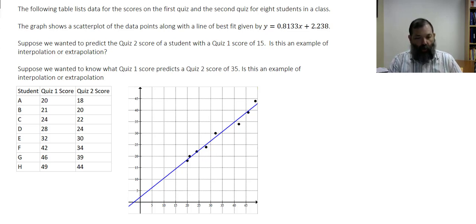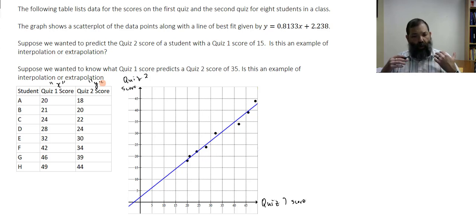But also I should note that on this graph the quiz 1 score is on the x-axis and the quiz 2 score is on the y-axis. So I'm treating quiz 1 as the x and quiz 2 as the y. And so our data is here, right? These data points are from the table.